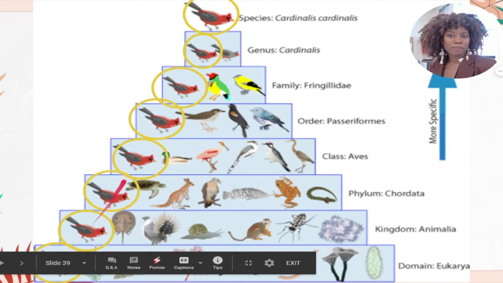Okay? The same organism is in all of them because this is the species that we are looking at.